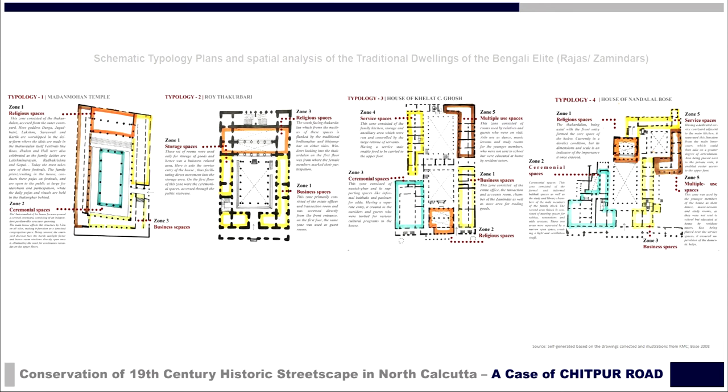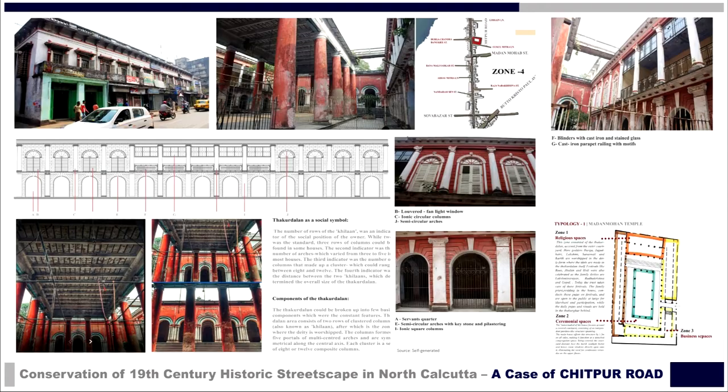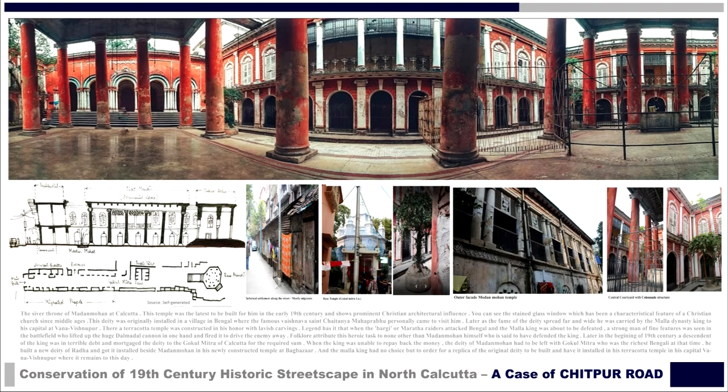Analyzing the characteristics, architectural character, spatial layout and various activities within each of the typologies, like business areas, ceremonial spaces, religious spaces, storage and service spaces, etc. Madan Mohan Temple, an example of colonial architecture amalgamating into the traditional Thakur Dalan, constructed during the early 19th century, showing prominent Ionic and Doric order. The stained glass windows are characteristic features of Christian churches.